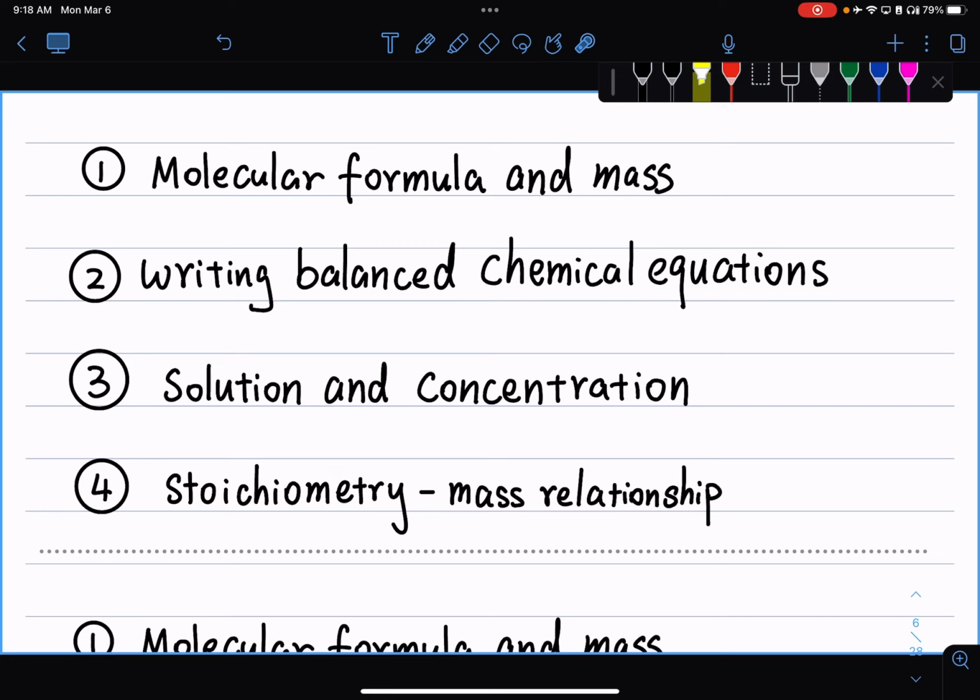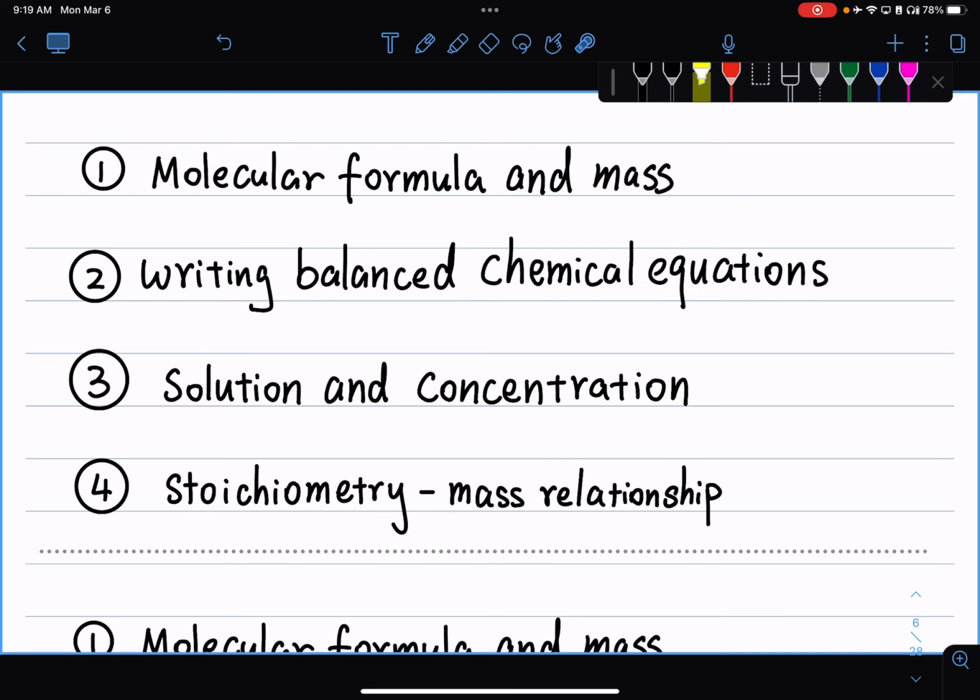The third topic will be talking about solution concentration. At the end, we have stoichiometry or mass relationship. I'll try to finish everything, but if I don't, I'll just pick up next lecture. And next lecture, we'll be doing some comprehensive stoichiometry problems together. So get prepared with a pen and paper.